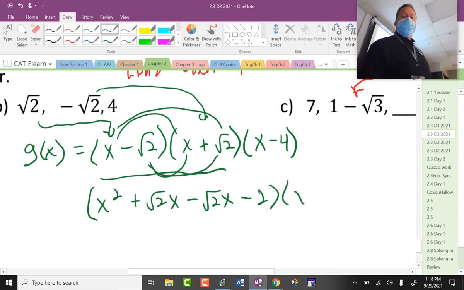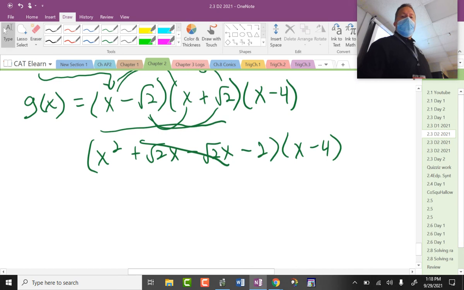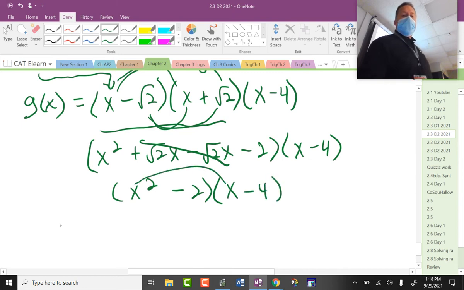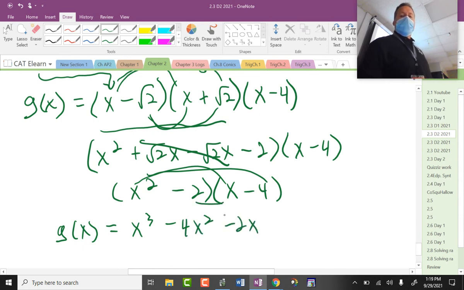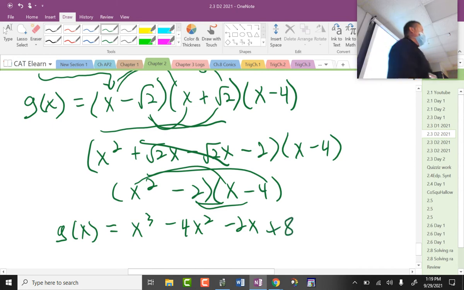And then don't be a fool and start trying to multiply. Cancel. And then notice that you have another FOIL now. That's why this next question was easier than the one before. Really is. And then g of x equals x cubed minus 4x squared minus 2x plus 8. Right? All right.